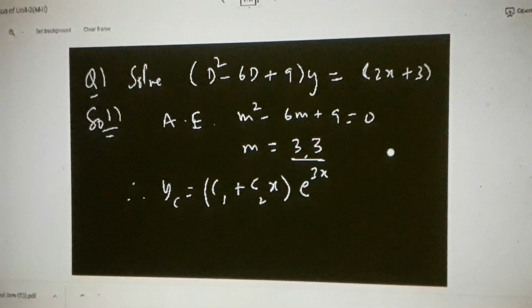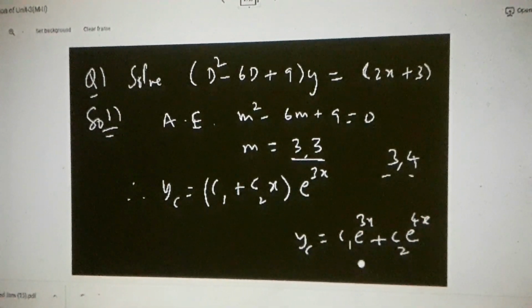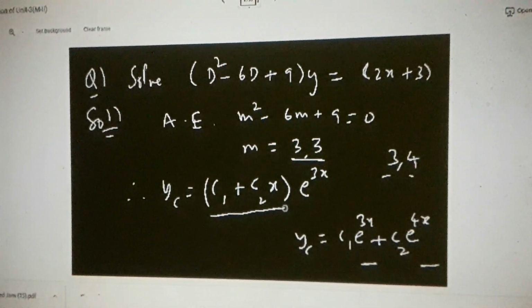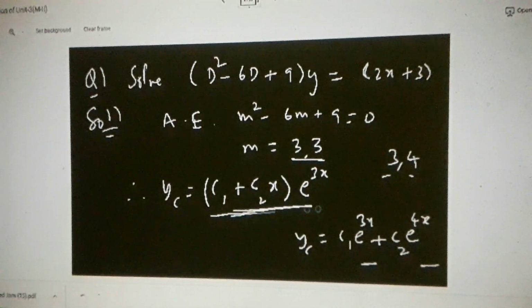If the roots are different, for example we have 3 and 4, then we will write yc is equal to c1 e to the power of 3x, and separately we will write that for 4x. Those exponentials we write separately. If it is repeated, then we have to follow this pattern. It is like e power 3x is one solution and x e power 3x is another solution. And if it is repeated another time, then x squared e power 3x will be there. Taking e power 3x common, it becomes like this.